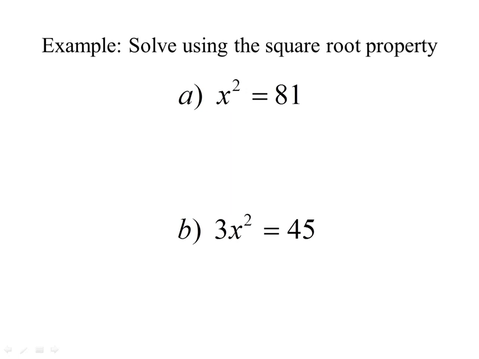Now letter B, there's a little bit of an issue. Before you can use the square root property, listen to me now, because you're going to hear it again in a minute. Before you can use the square root property, the part that's squared needs to be by itself. So in other words, I need to get x squared by itself. So I'm going to divide both sides by 3. So I'm going to have x squared is equal to 15.